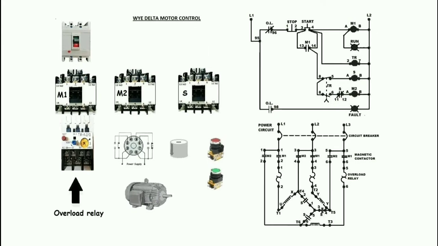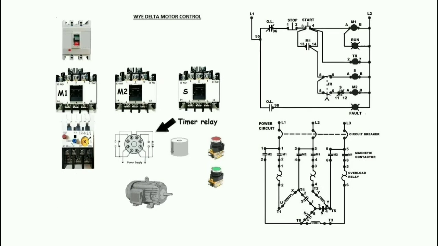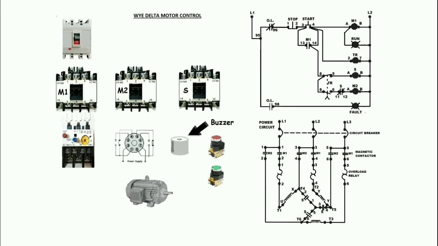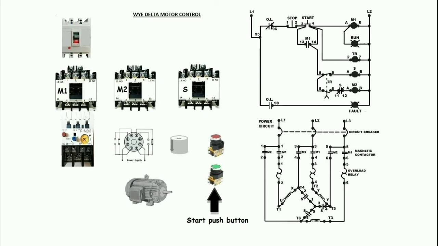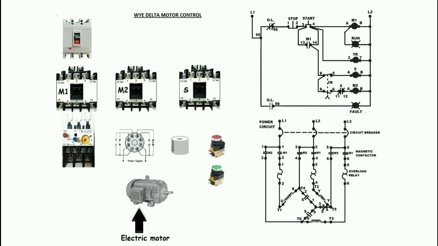Another part is the overload relay, which protects the electric motor from the overcurrent. The timer relay transfers or shifts the Y starting connection of the electric motor to the delta running condition after a few seconds, as indicated in the time setting. It also has a buzzer which produces an audible sound that indicates the fault condition of the motor or within the circuits. Stop push button, which manually interrupts the flow of current. Start push button, which starts the running of the electric motor from Y to delta connection. And lastly, the electric motor, which will run from Y to delta connection.